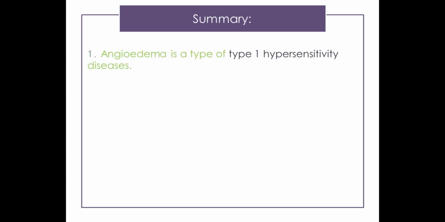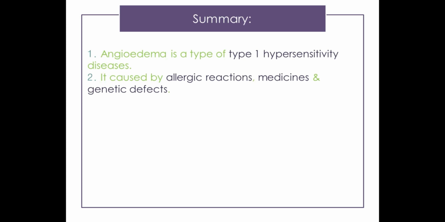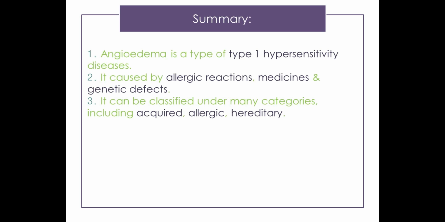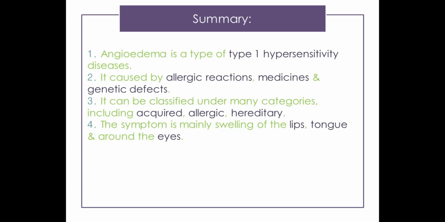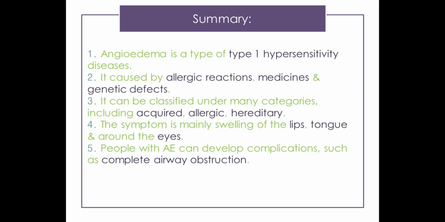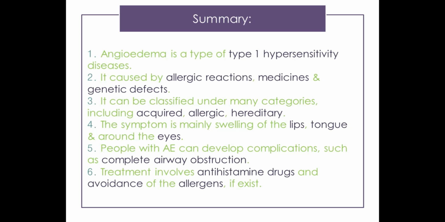So to summarize, angioedema is a type of type 1 hypersensitivity, which is caused by IgE-mediated hypersensitivity diseases. It's caused by allergic reactions, medicine, genetic factors. It can be acquired, allergic, or hereditary. The symptoms mainly will be swelling in the lips and also the tongue and the eyes. People with angioedema can develop many complications such as complete airway obstruction or respiratory distress. The treatment will involve antihistamine drugs and the avoidance of the allergens if they exist.